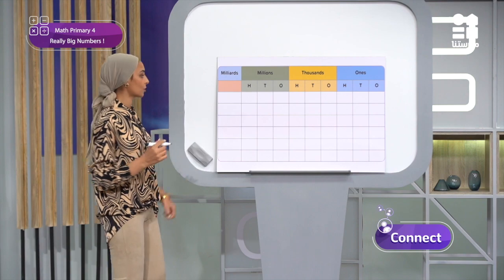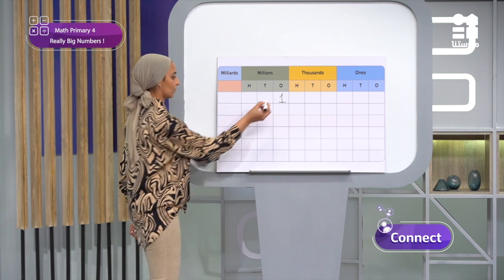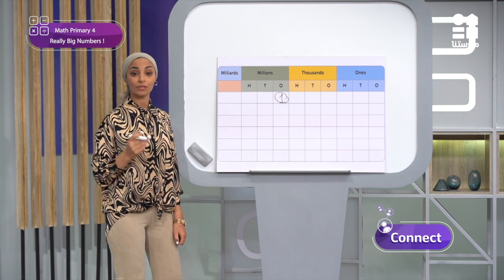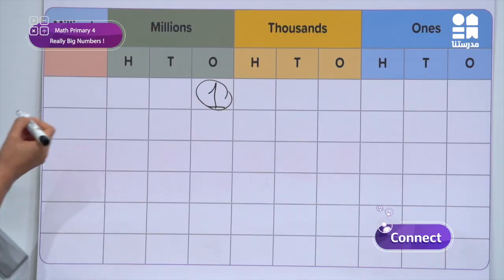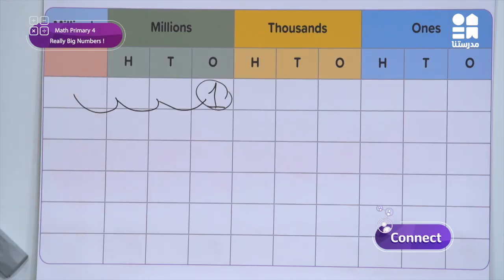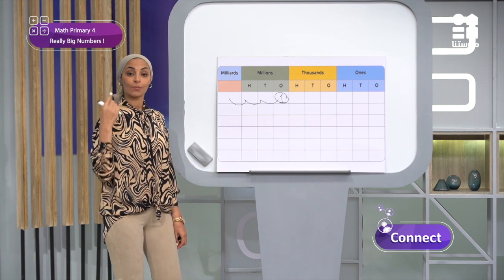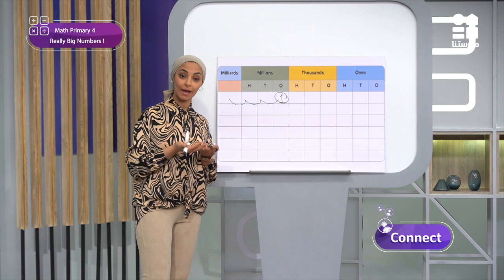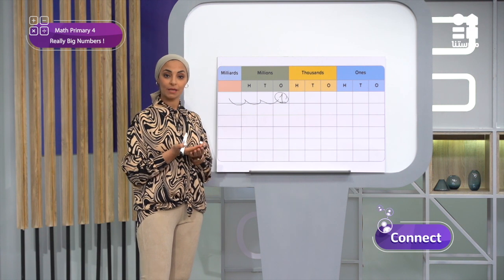Let's see here in the chart. If I have 1 million ants for each one person, what about if I have 1 million persons? To go to the milliard, how many places should I move? Look, 1, 2, 3. To go to the milliards, I will move 3 places to the left to become what? Yes, to become 1,000. Each one person has 1 million ants, and each 1,000 persons have 1 milliard ants.